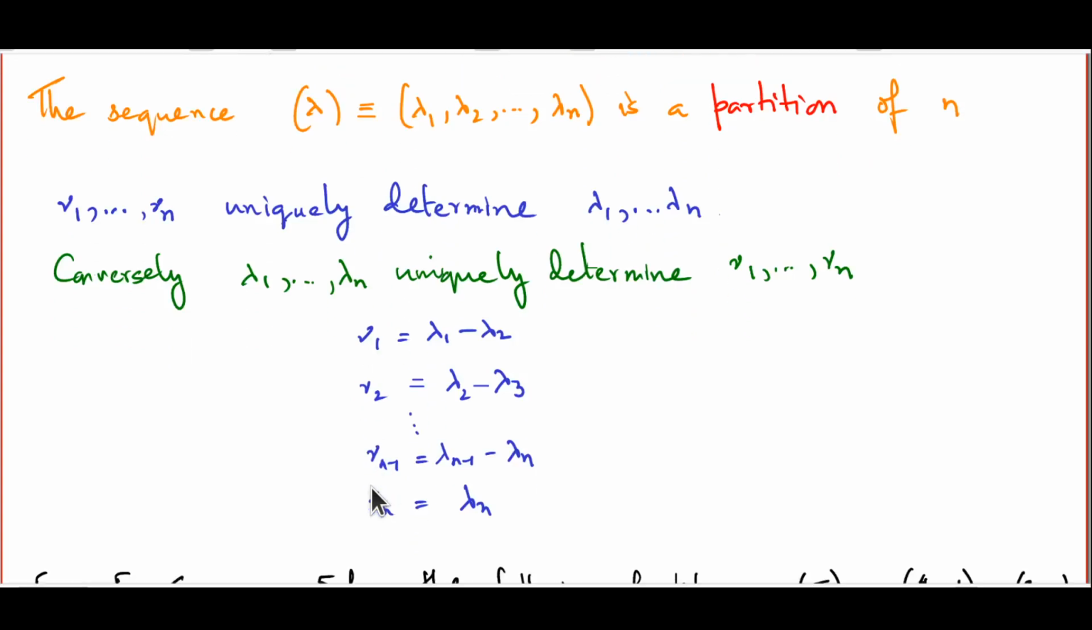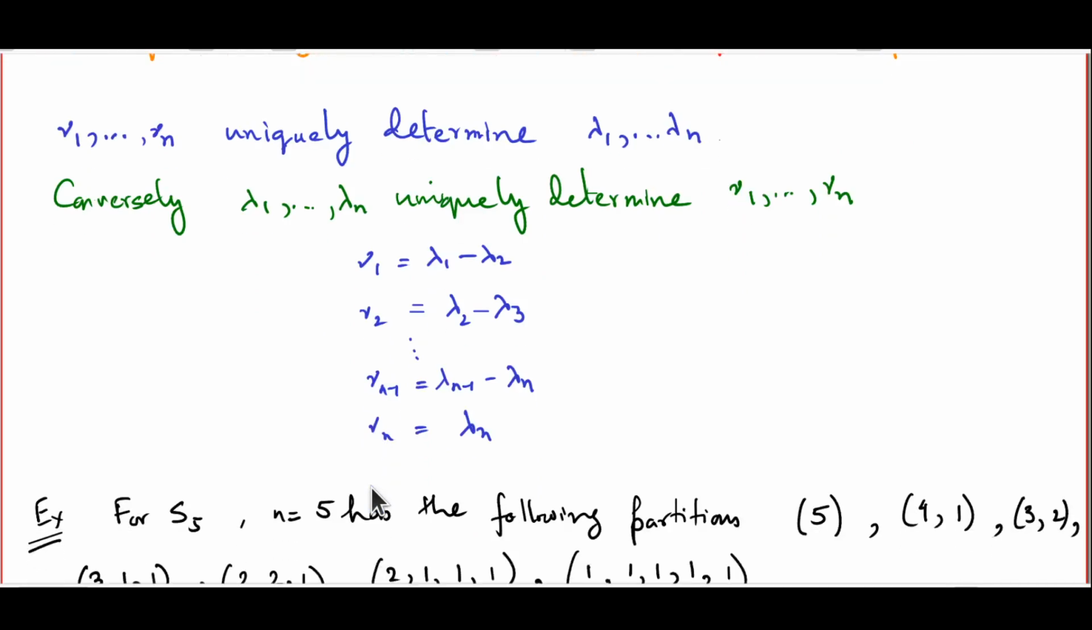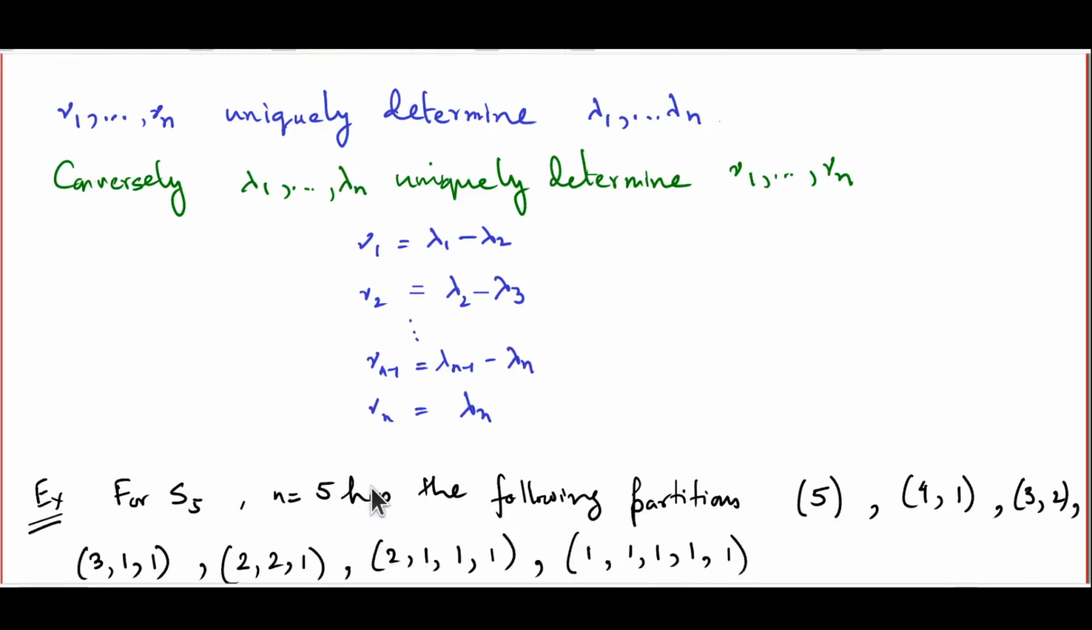The partitions of 5, which are non-decreasing sequences of integers which add up to 5, are the following. You can have 5 alone. You can also, of course, have 4, 1. Then you can have 3, 2; 3, 1, 1; 2, 2, 1; 2, 1, 1, 1; and 1, 1, 1, 1, 1. So a total of 1, 2, 3, 4, 5, 6, 7 partitions. So 7 distinct conjugacy classes.